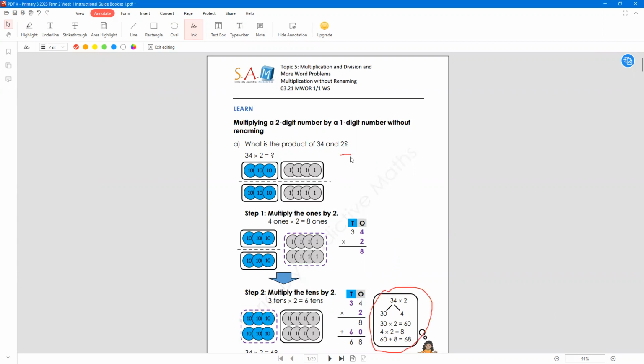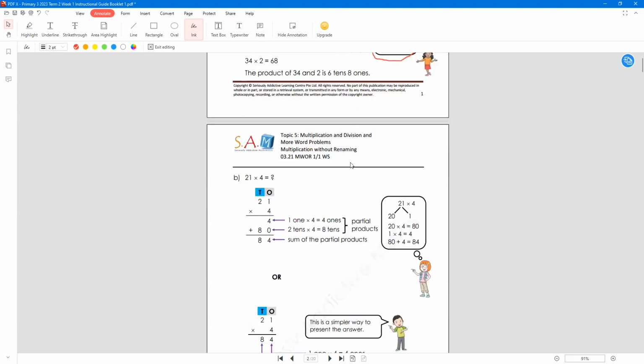For example, what is 34 times 2? 34 times 2 is the same as if we split up 34 into 30 and 4. It'll be 30 times 2 plus 4 times 2. So 2 times 30 equals 60, and then 2 times 4 equals 8. Add together, the answer is 68. So get them to understand this concept first before you teach them the algorithm way.